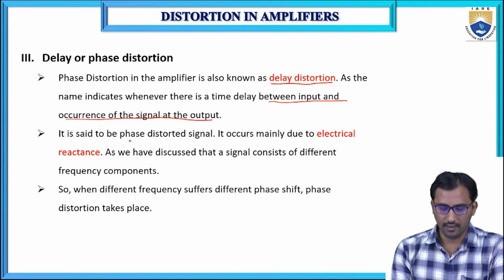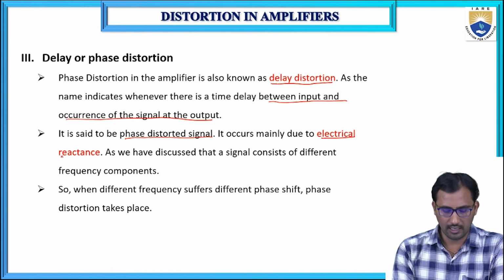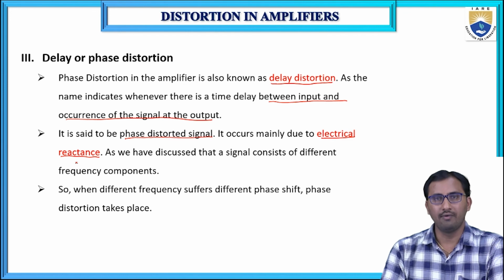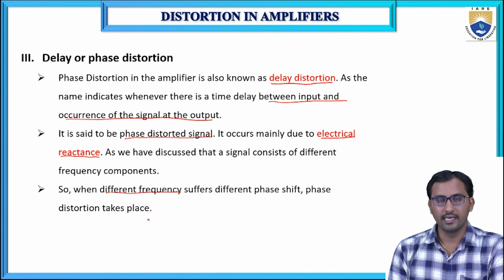It is said to be a phase distorted signal, and it occurs mainly due to the electrical reactance. When you are using any capacitor or inductor, then this type of phase distortion will occur. So when different frequencies suffer different phase shifts, phase distortion takes place.